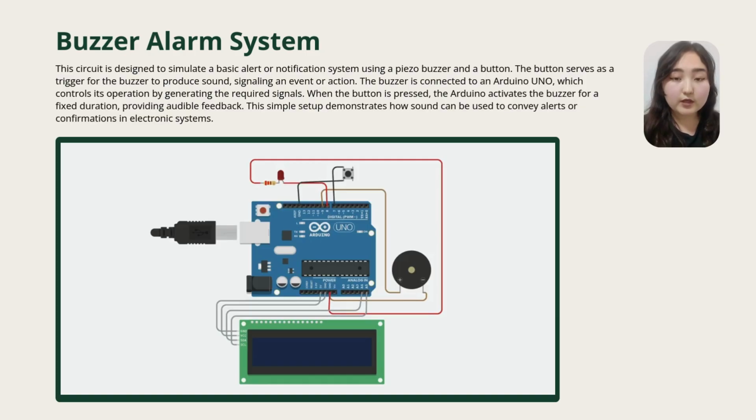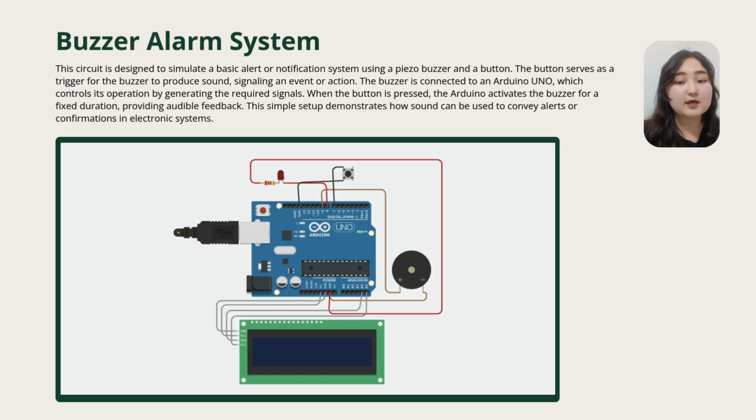So hello again. Today I will talk about how the buzzer system works and how it is set up. In the setup we have a button, buzzer, LED, LCD display and Arduino Uno. The buzzer is connected to pin 9 of the Arduino while the button is connected to pin 7 and the LED is connected to pin 8. Additionally, we have an LCD display connected to the Arduino for real-time feedback. The components are interconnected to ensure smooth communication between the inputs and the outputs.